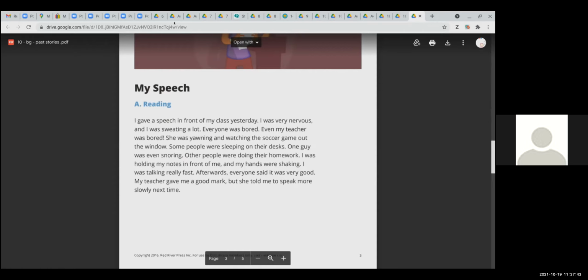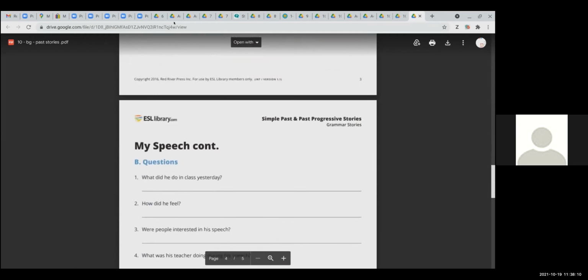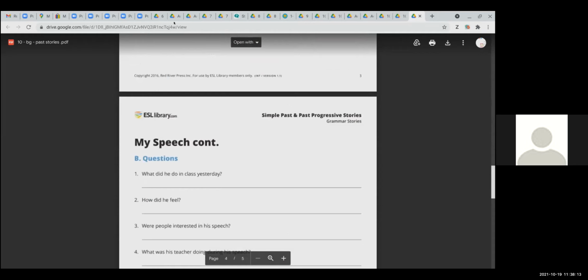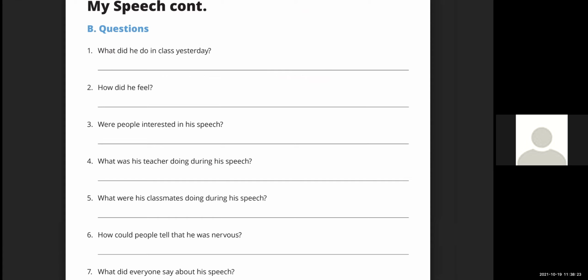I was holding my notes in front of me and my hands were shaking. I was talking really fast. Afterwards, everyone said it was very good. My teacher gave me a good mark, but she told me to speak more slowly next time. Oh, okay. My teacher was watching outside, I think. Yes, the teacher was yawning and watching the soccer game out of the window.